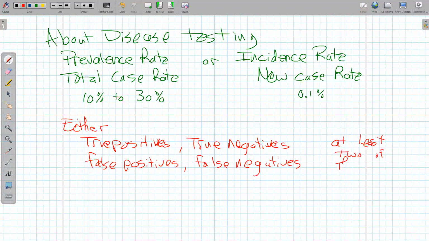And so, like I said, sometimes when I look up data on testing, they'll give me the incidence rate and the true positives and true negatives, and I can figure everything else out. Other times they're going to give me the false positives and the false negatives and the incidence rate, and then I can figure everything else out. So I'm just going to go over a scenario where I'm given that. So let's go with this scenario.